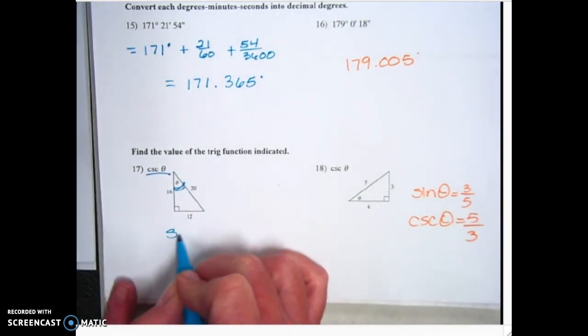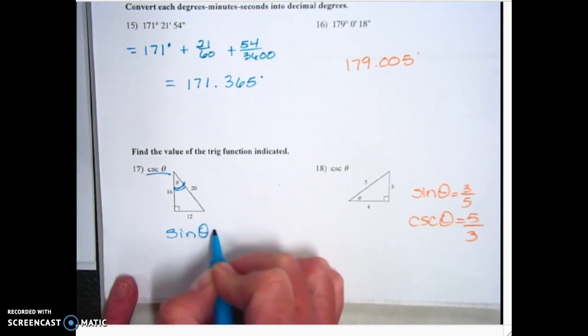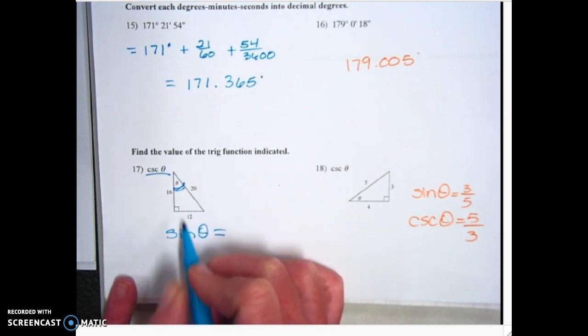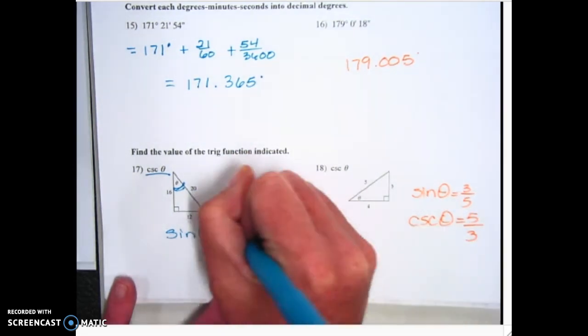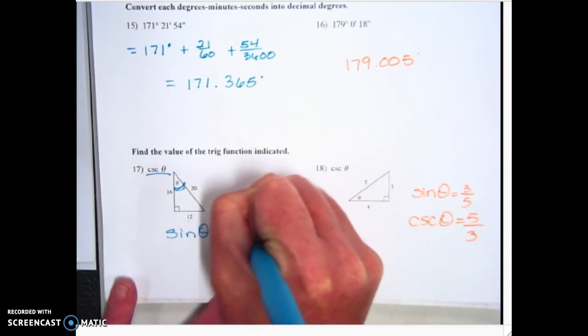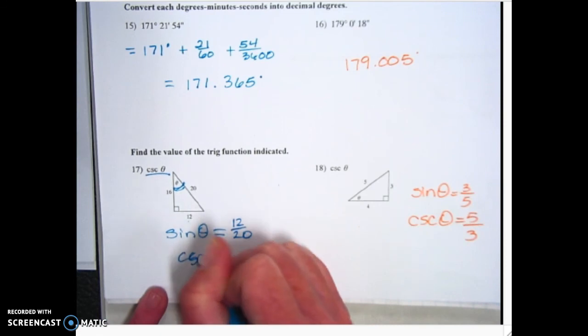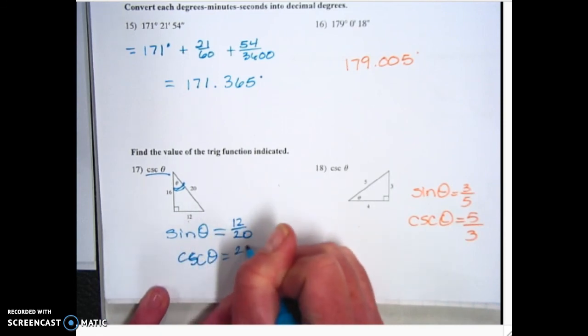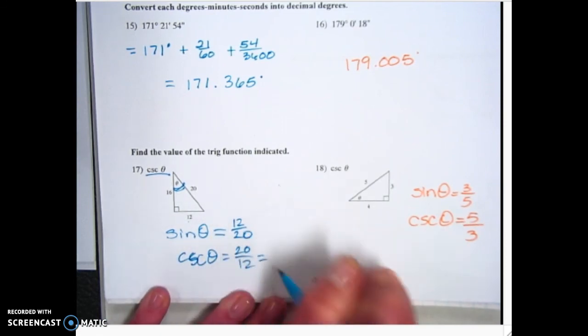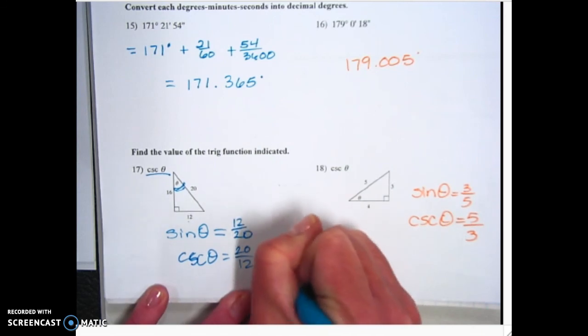And then number 17, I want the cosecant of angle theta right here. So first I'm going to find the sine of theta, which is opposite over hypotenuse, so 12 over 20. Then I'm just going to take the reciprocal here and reduce it. They're both divisible by 4, so I've got 5/3.